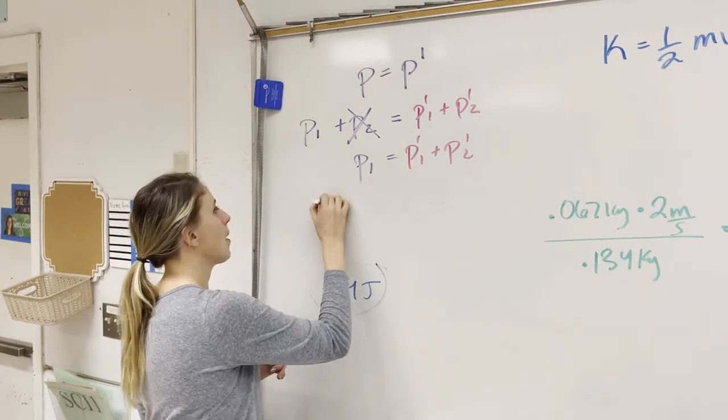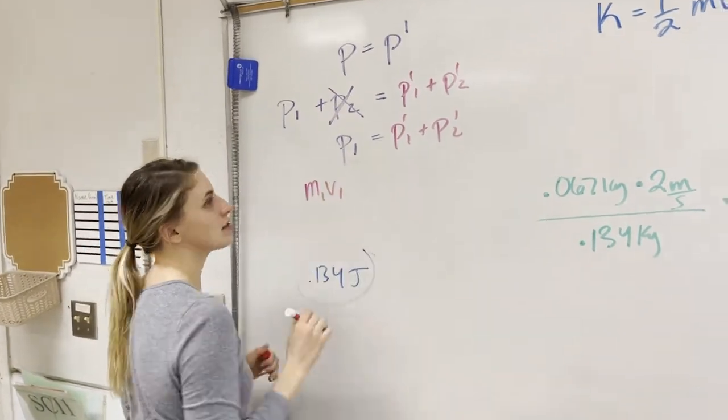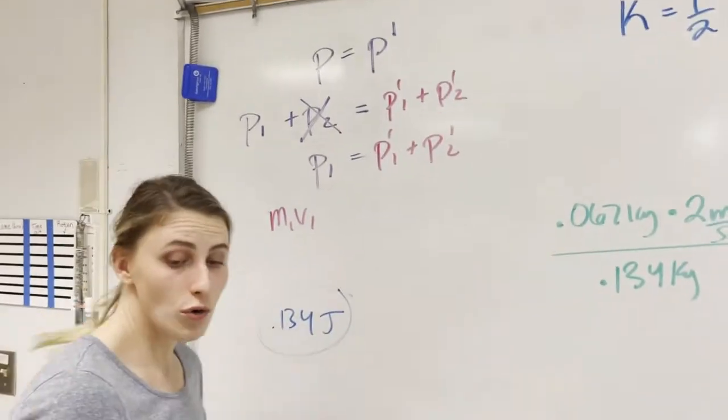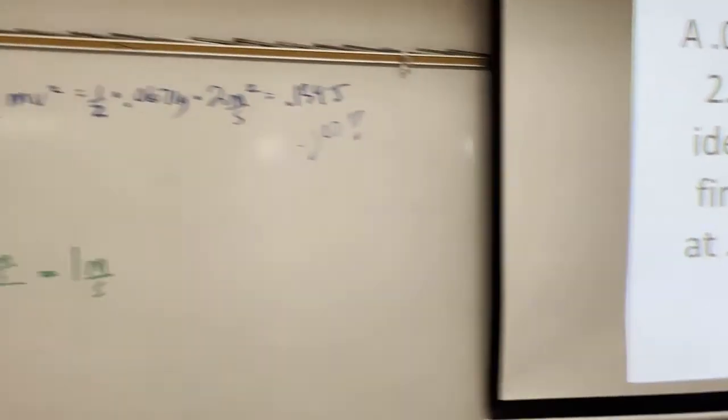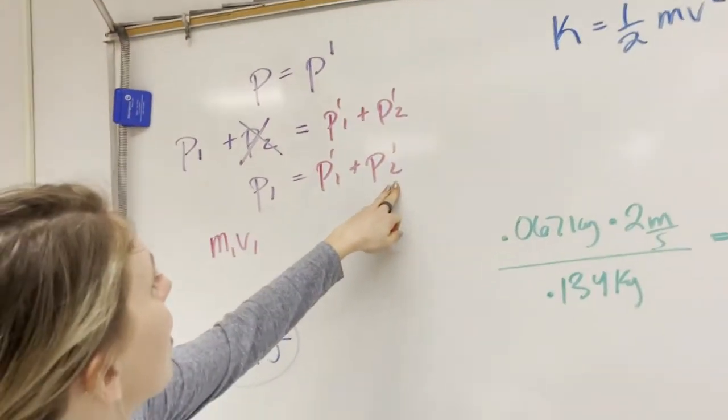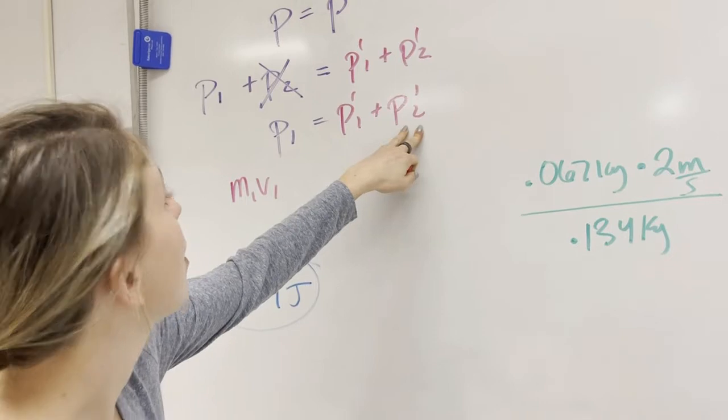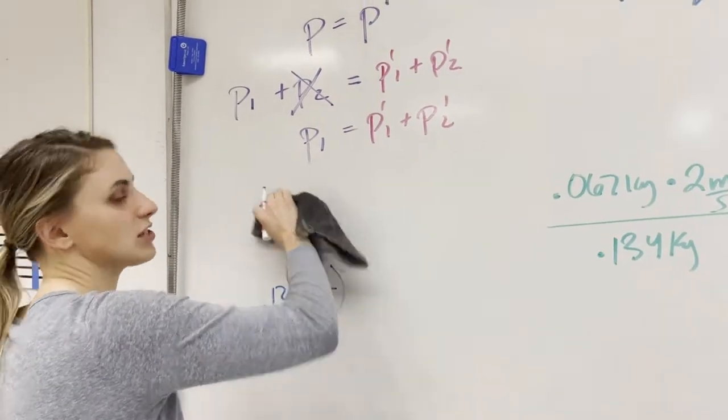Okay, so mass one, velocity one. What are we going to solve for, though? Where does our answer live? How fast does the second ball go? It lives over here. So how do we get that by itself? Do you want to subtract the P over there real quick? That's a good idea.